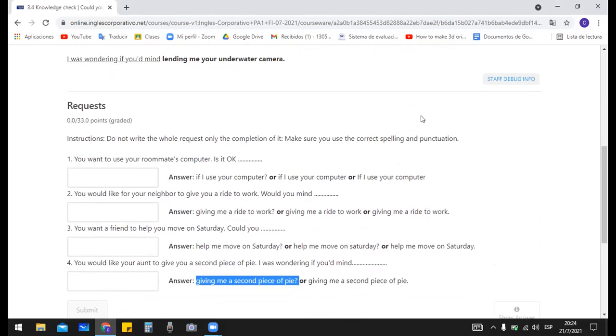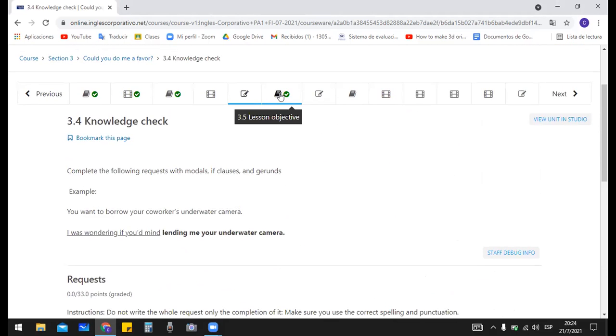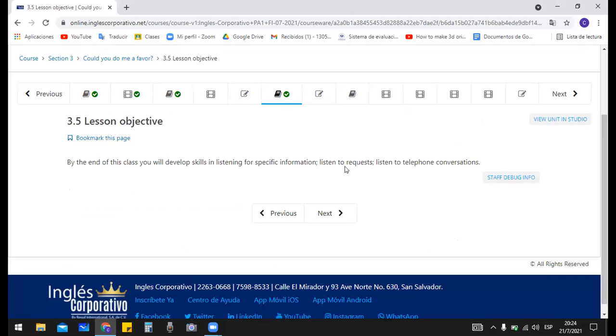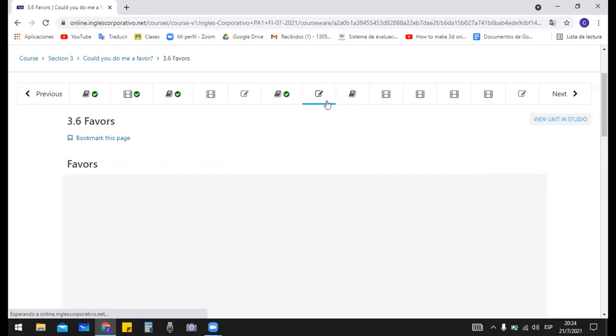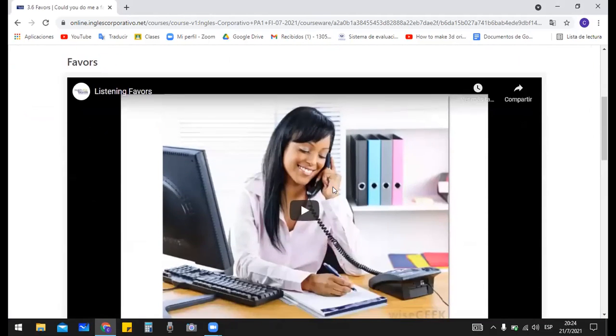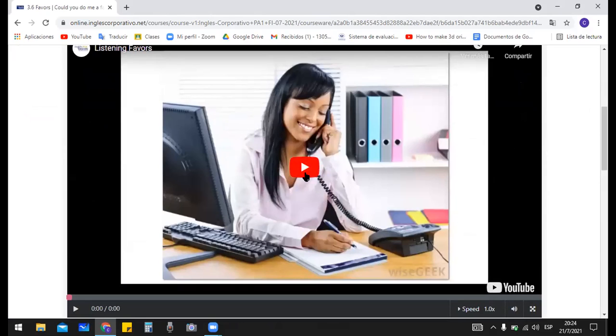Okay. Now, we're going to take a look at today's topic, which is favors. So today's topic is just listening for favors, okay? We're going to be practicing our listening skills. We're going to listen to three people talking, and I want you to identify what the favor is and if they accept or don't accept to do the favor. So we have to answer two questions. One, what is the favor that they are being asked? And two, do they accept or don't accept to do the favor?